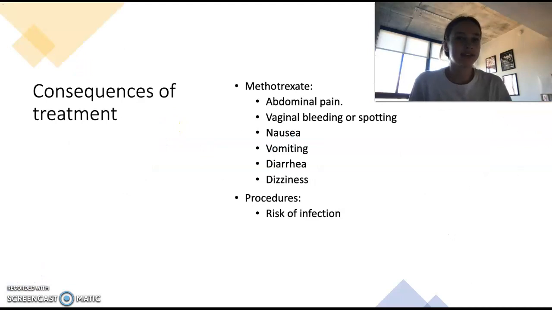There aren't too many severe consequences of treatment for ectopic pregnancies. With methotrexate, some patients report some abdominal pain, vaginal bleeding or spotting, nausea, vomiting, diarrhea, and dizziness, which I wouldn't consider too severe. And with the procedures, such as the laparoscopic procedures and emergency surgeries, patients reported pretty similar effects and consequences as those did with the methotrexate, but there's always that added risk of infection when making an incision and going inside of the body.